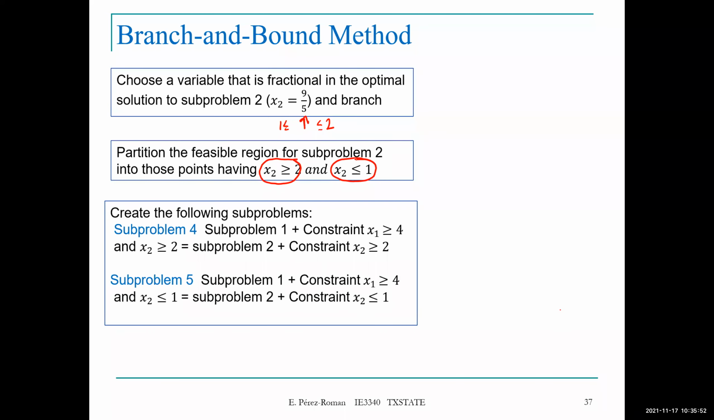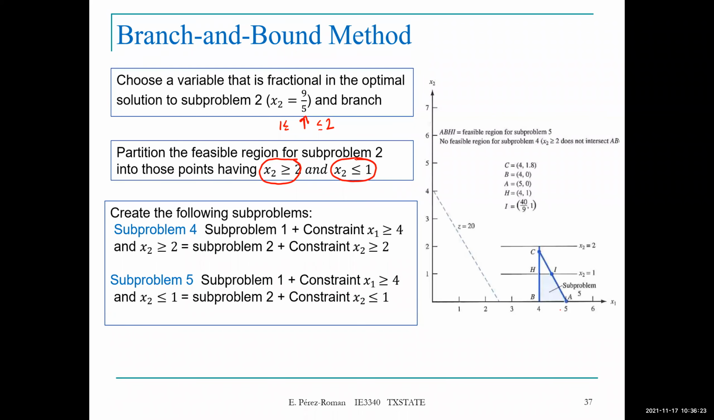And we're going to create the following subproblems. So now we're going to take subproblem 1 plus constraint x1 greater or equal to 4, and we're going to add x2 greater or equal to 2, which is going to be equal to subproblem number 2 plus constraint x2 greater or equal to 2. And we are going to also create a subproblem 5, subproblem 1 plus constraint x1 greater or equal to 4, and x2 less than or equal to 1, which is going to be equal to subproblem 2 plus constraint x2 less than or equal to 1.